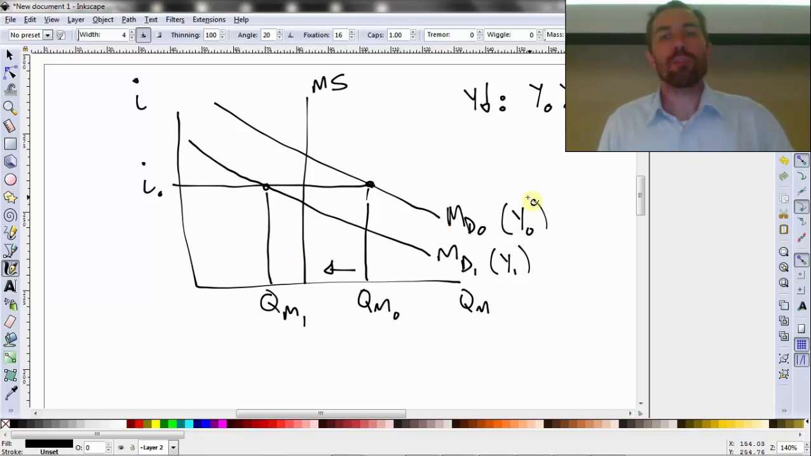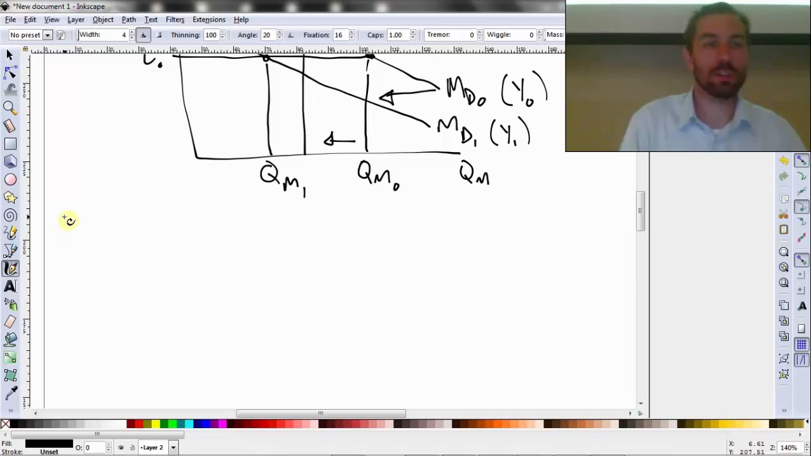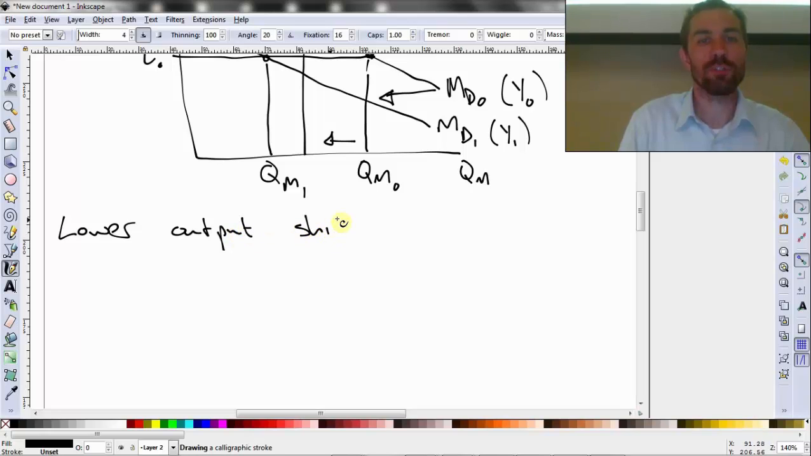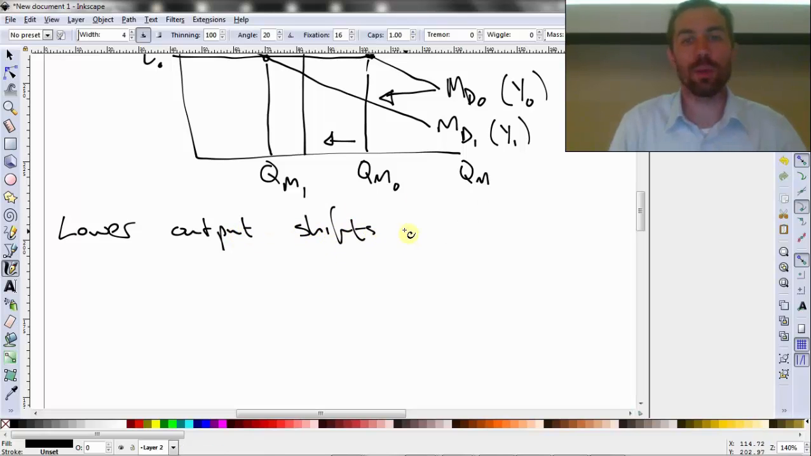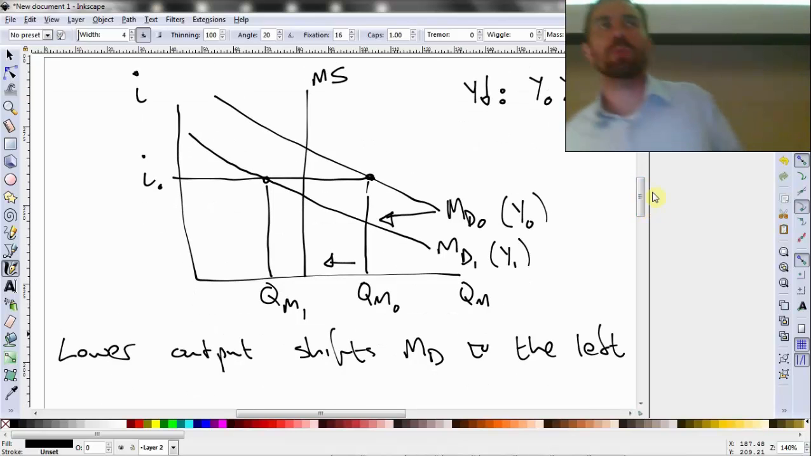So when we have lower levels of output, we shift our money demand curve to the left. Okay, so let's just write that out. Lower output shifts money demand to the left. Everyone with me? Yeah?